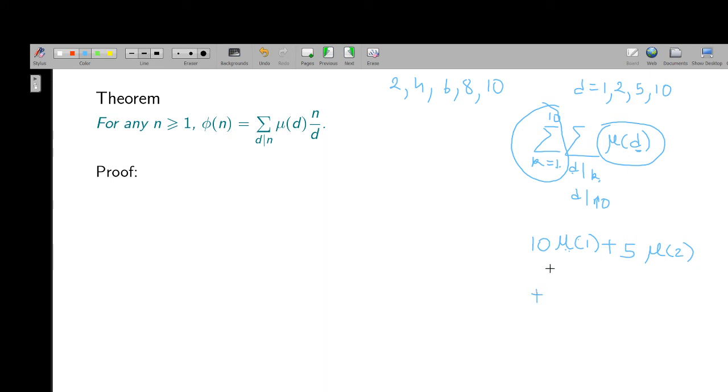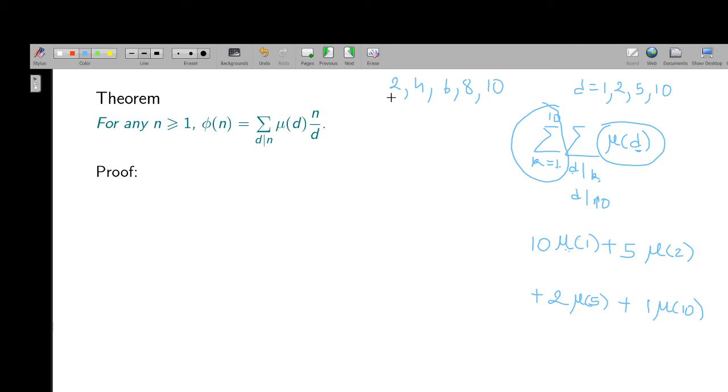What about mu of 5? Mu of 5 will appear when K is a multiple of 5, which is just twice, that is for 5 and for 10. And mu of 10 will be once. Okay, so this is what your sum essentially becomes.